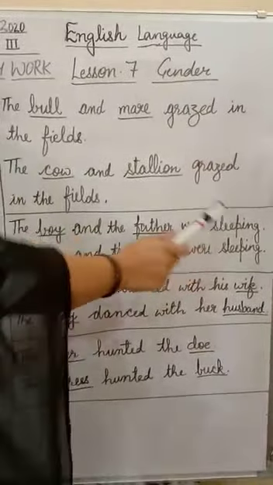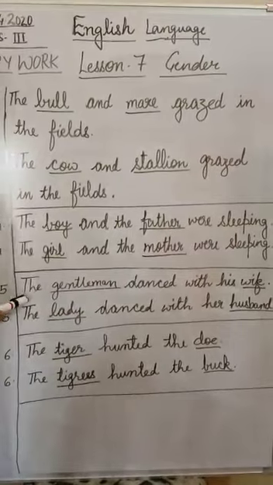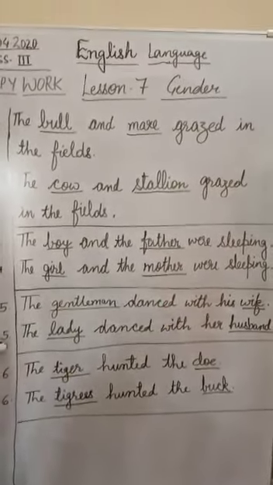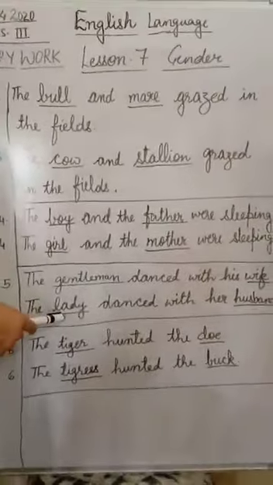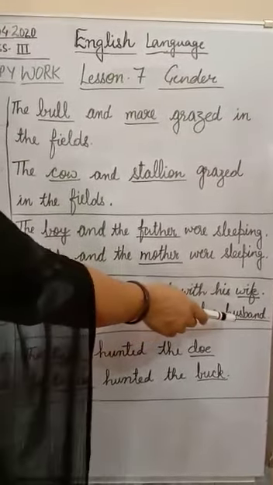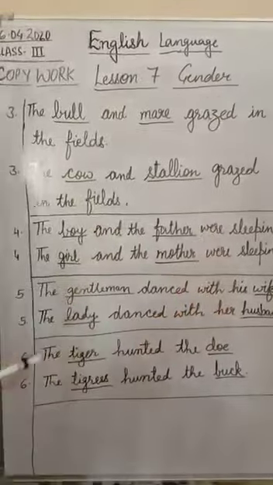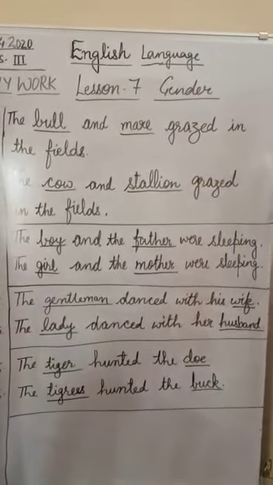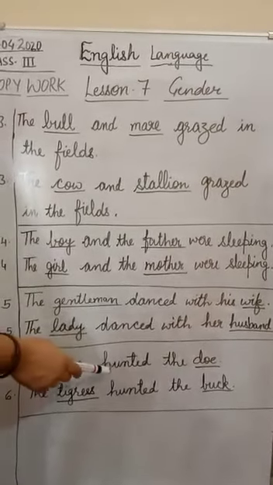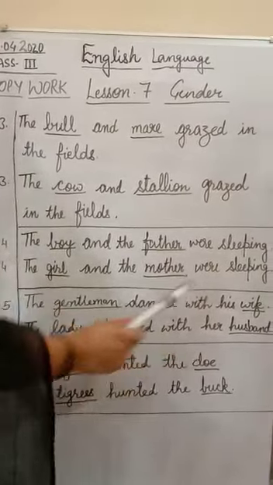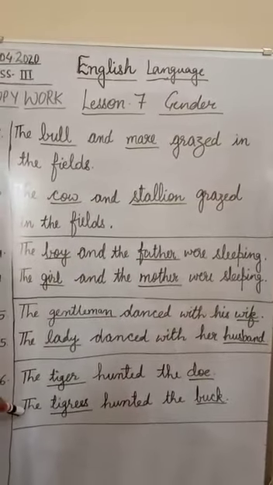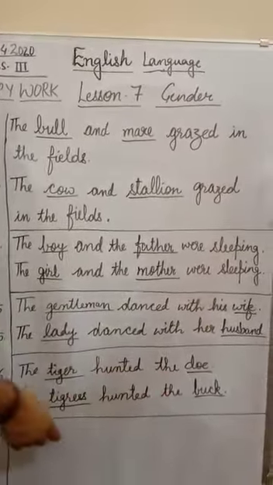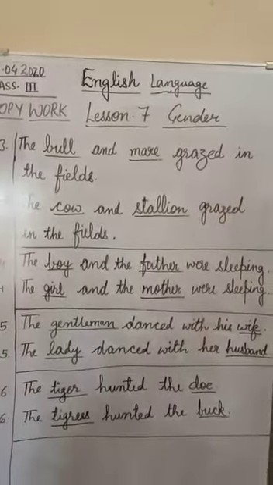Draw the finishing line. Then number 5, the gentleman danced with his wife. Number 5, the lady danced with her husband. Draw the finishing line. Number 6, the tiger hunted the doe. Number 6, the tigress hunted the buck. Then you will draw the finishing line.